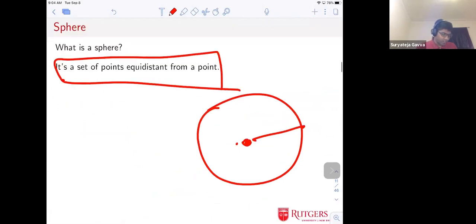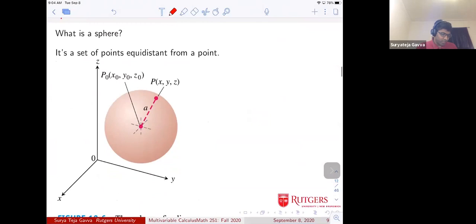Okay, so if you take any point that you like and take some radius, and draw all the points at some distance, like a distance 10, then you get a ball or a spherical object of that size. So that's what a spherical object is.